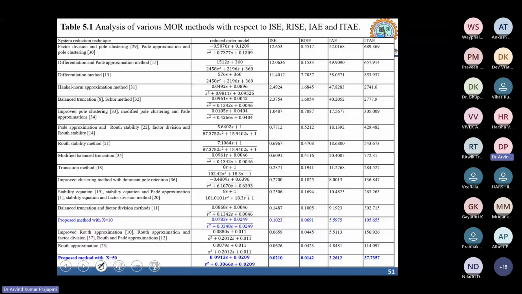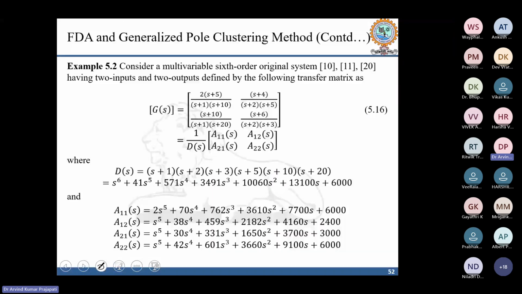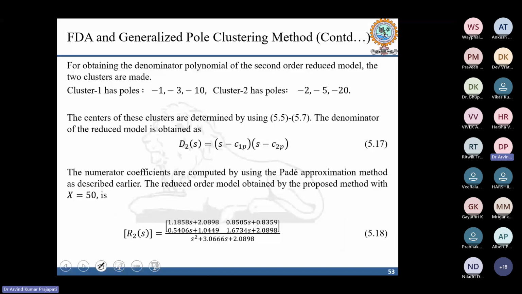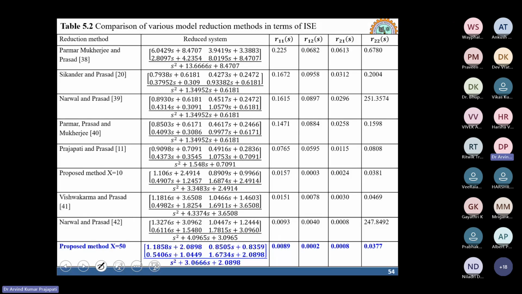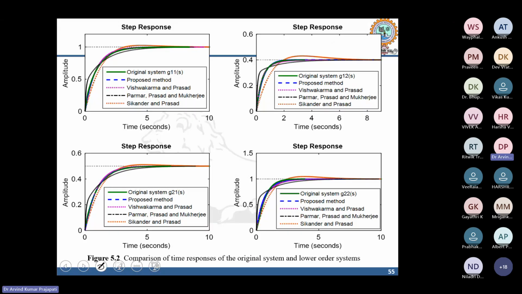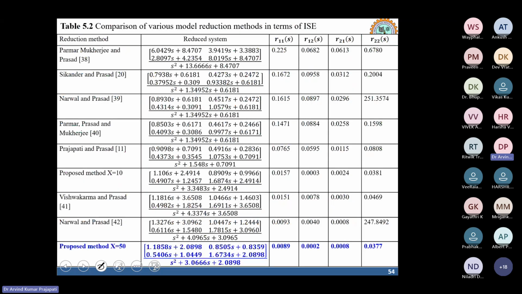So here I have just compared the different methods with the existing techniques. Then you can see the error given by the proposed method as compared to the other existing techniques. So similarly, you can apply it to multivariable systems also. If you apply it to multivariable systems, you will get these equations, and then you can also compare in terms of time domain or in terms of quantitative error.